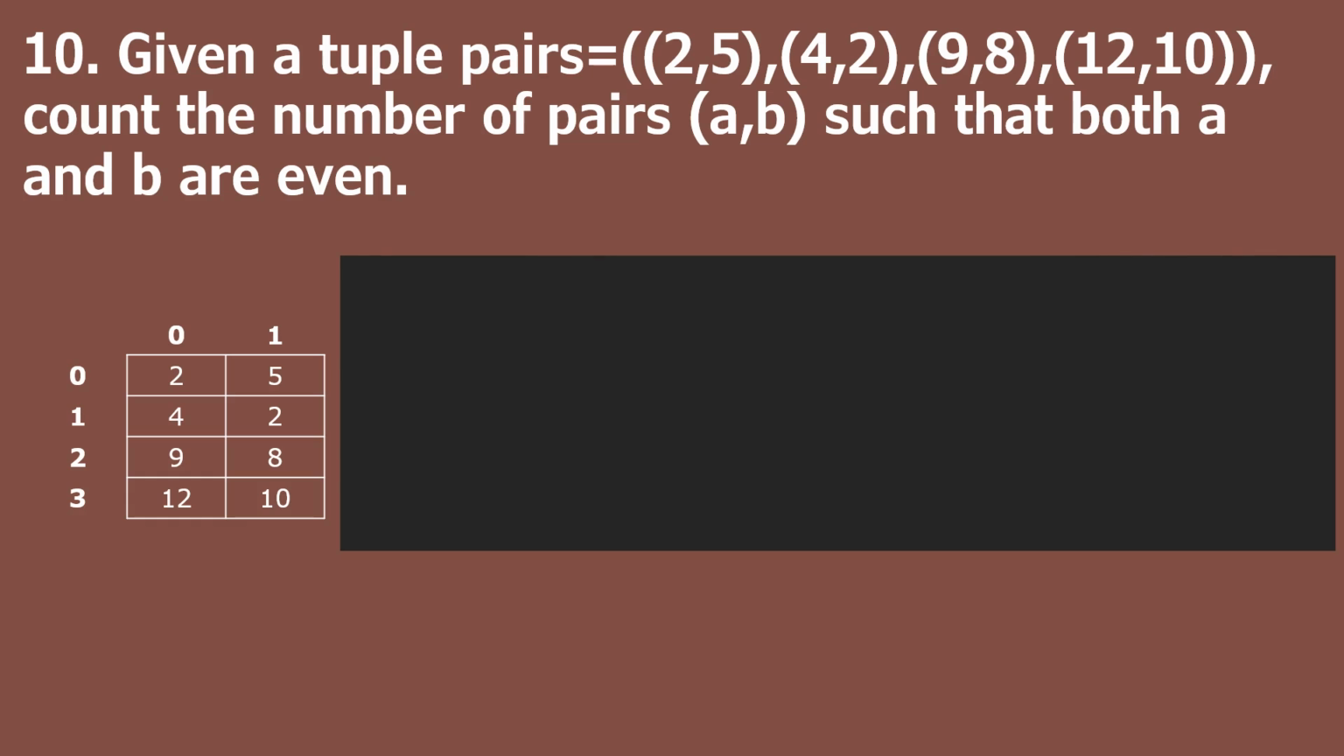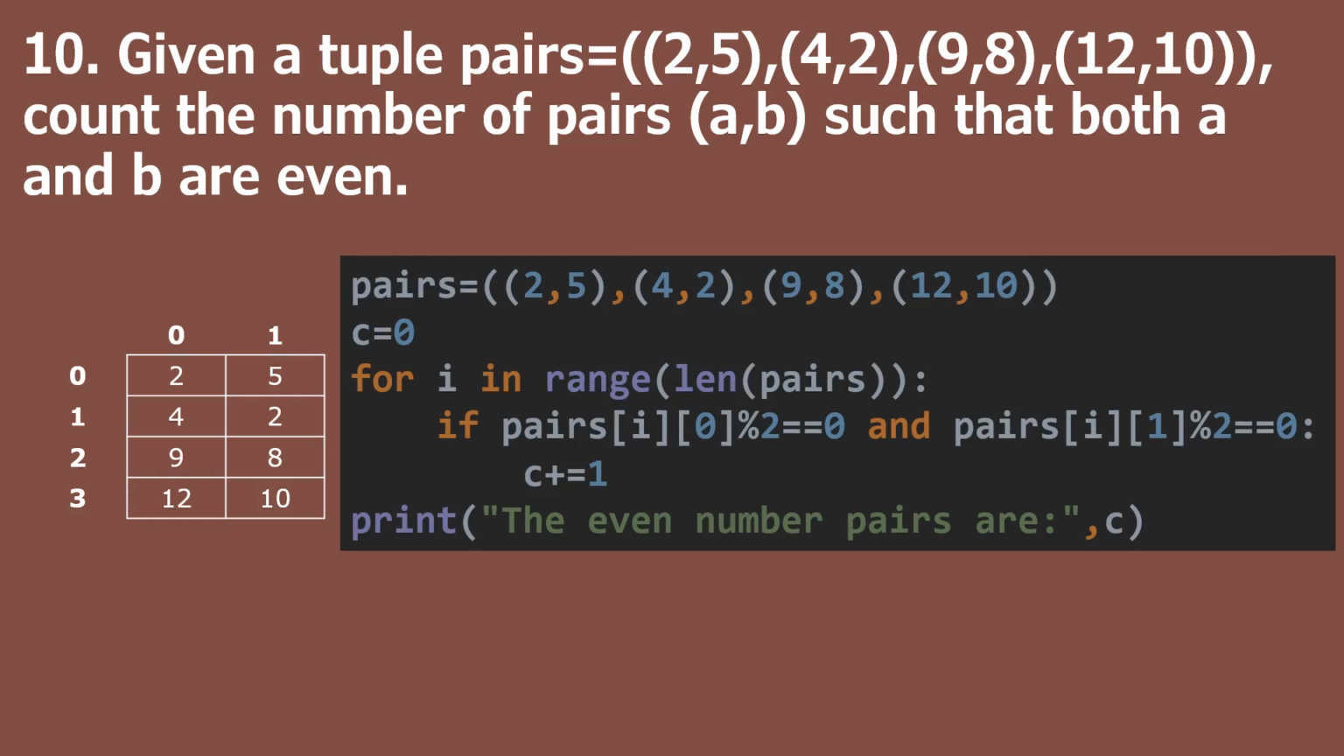2 is present at the index number 0, 0, that is 0 row, 0 column. 5 is at 0 row and column number 1. Okay, like this. So you can see there are 4 rows, and the row numbers are 0, 1, 2, 3, and column numbers are 0 and 1. So see, the program is like this. The tuple is here, pairs, and it's having this nested tuple value.